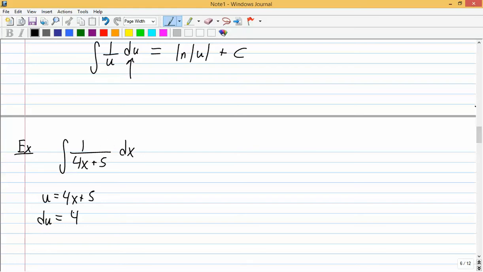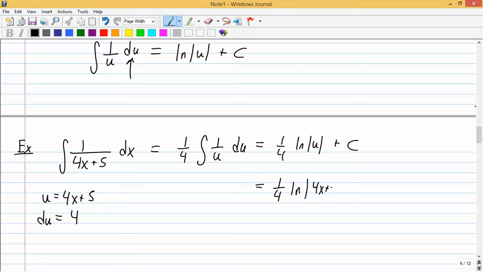So I do need to adjust for this constant. How do I do that? Bring out a what? 1/4. So now I can rewrite this as 1/4 times the integral of 1 over u du. Alright, and so we know that the integral of 1 over u du is the natural log of the absolute value of u plus c. Now plug your u back in. So this is 1/4 times the natural log of the absolute value of 4x plus 5 plus c.